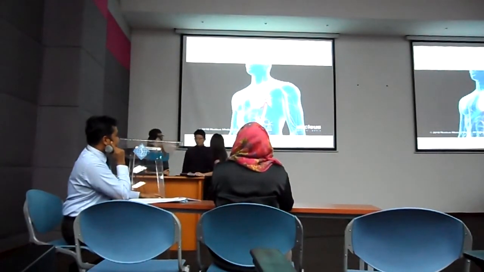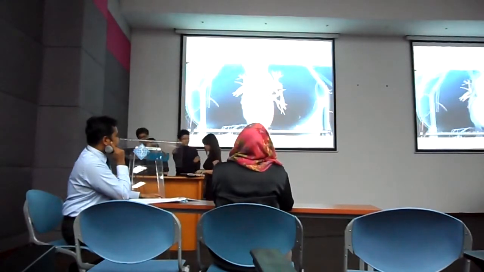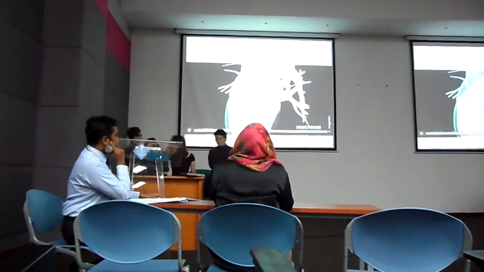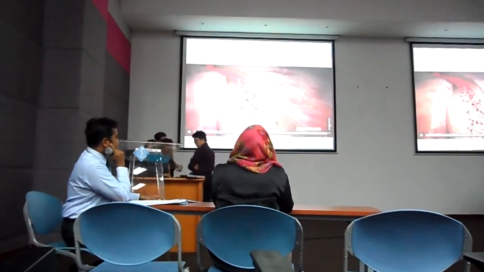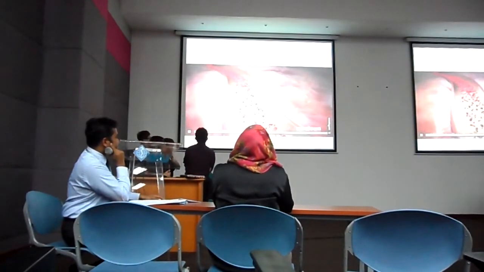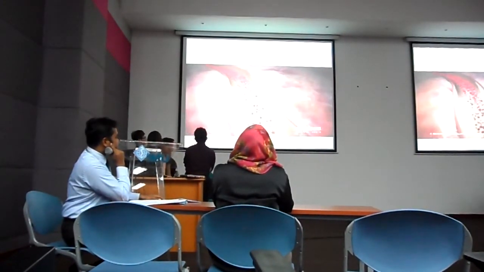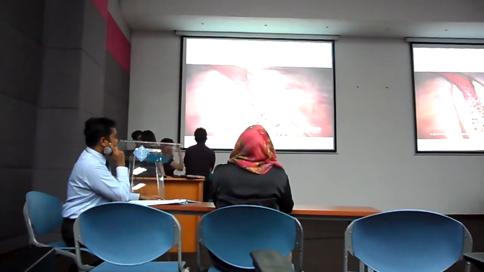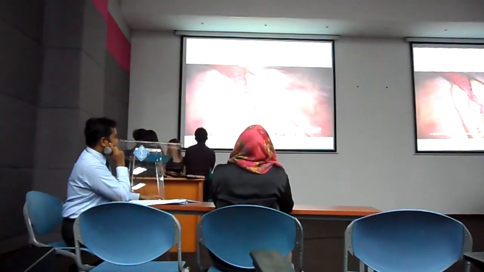Your heart receives oxygen and nutrients from blood flowing through your coronary arteries. Fatty deposits, called atherosclerotic plaque, can build up inside these arteries, narrowing the passageway and interfering with blood flow to your heart muscle.